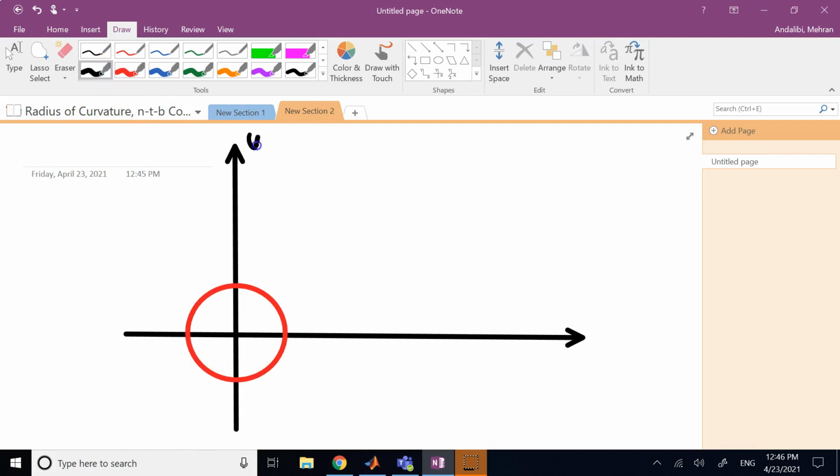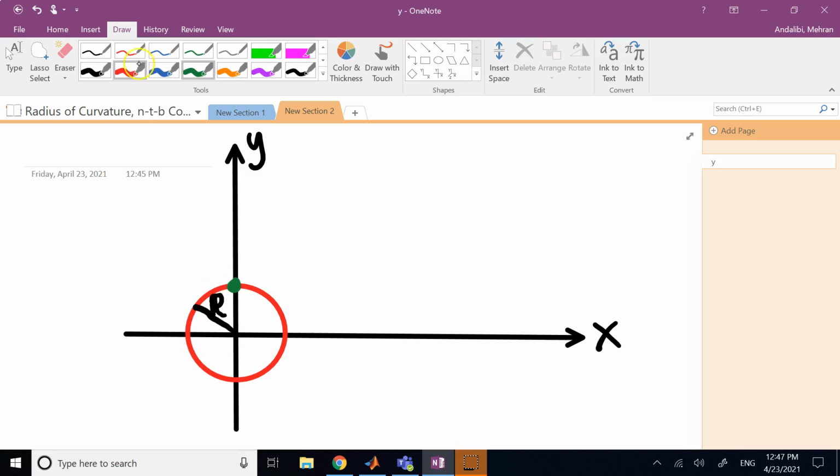Okay, so here this is y, this is x, this is a circle with radius of r, and the point at which I want to find the radius of curvature, I consider it here. So what's the radius of curvature there? Clearly, since it's a circle already, it should be equal to r. So ahead of time, I know what my answer should be, but let's show it.